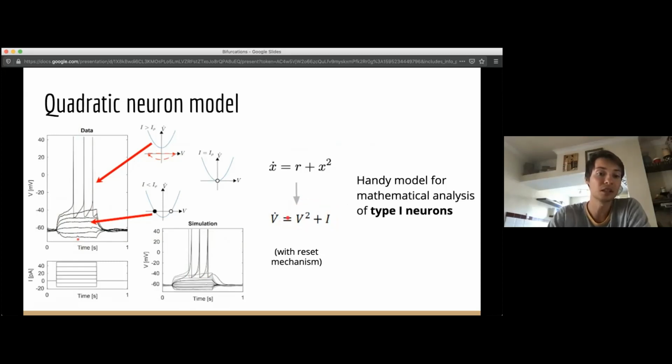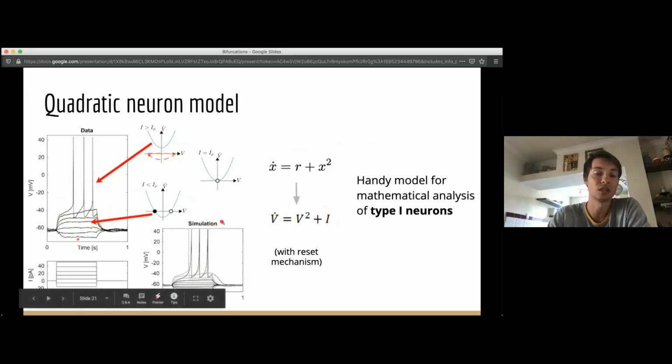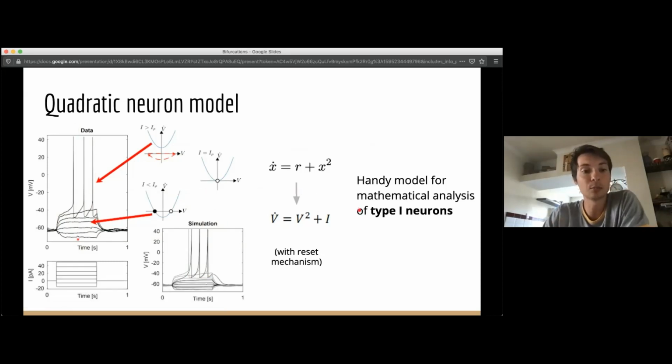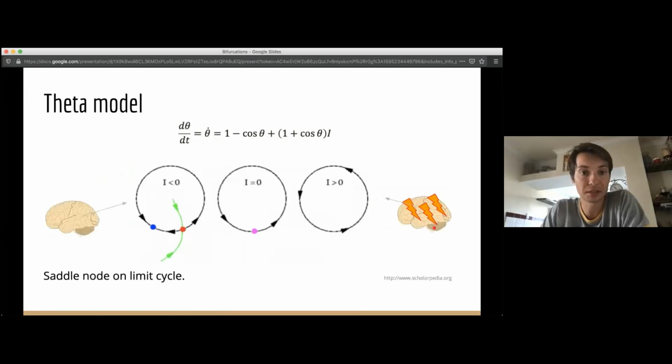And as you can see, these two plots are not that different. So I believe that this simple example proved that even with a very simple set of equations, we can learn something about the behavior of an individual neuron. One important thing to mention here is that this very simple model describes what we call type 1 neurons. What a type 1 neuron is, we'll learn in 2 minutes.